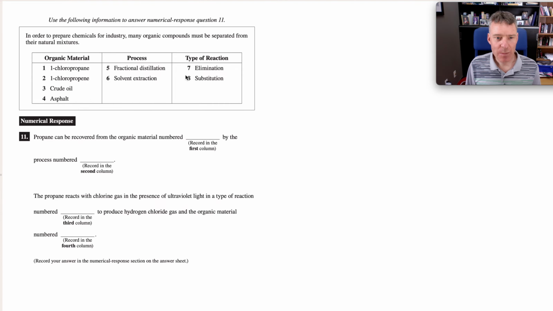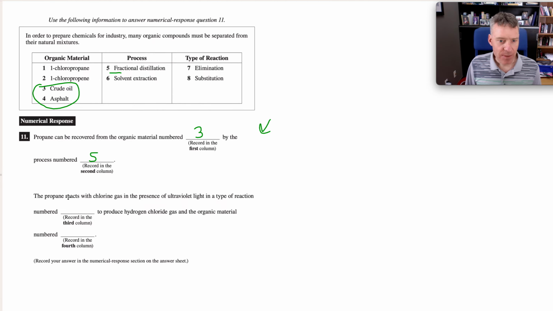So we've got 3 pieces here. These you really need to slow down, relax, and just go one piece at a time. Let's again go to the question before we jump up. Propane can be recovered from the organic material numbered. So how could we get propane? Well, this is really hopefully focusing you down here. A key part of the Alberta oil industry is you take crude oil and you do fractional distillation and separate it out. So that's really what's being tested here. So it's crude oil that you're going to get propane from, and there's our fractional distillation.